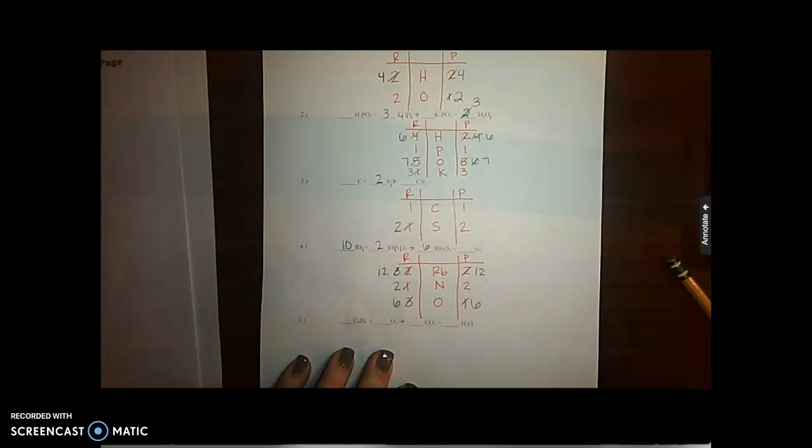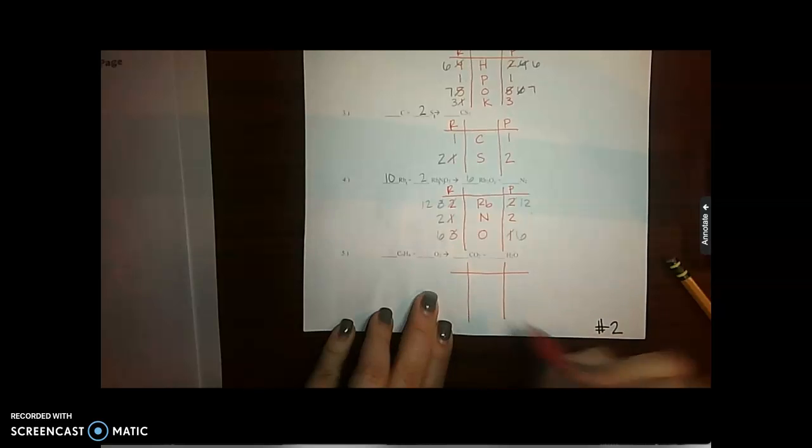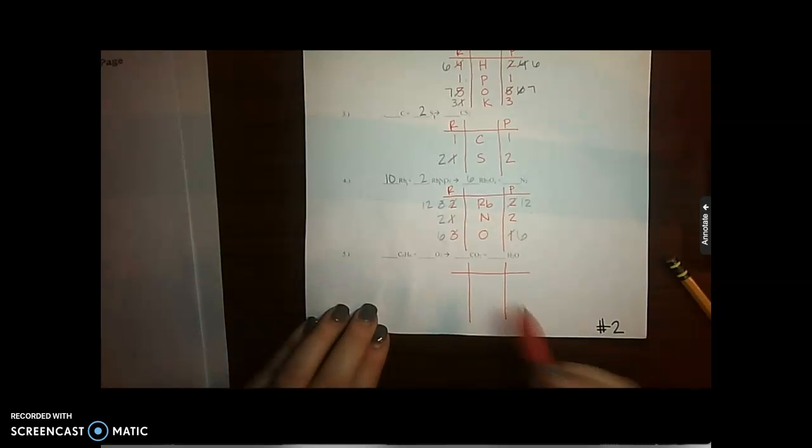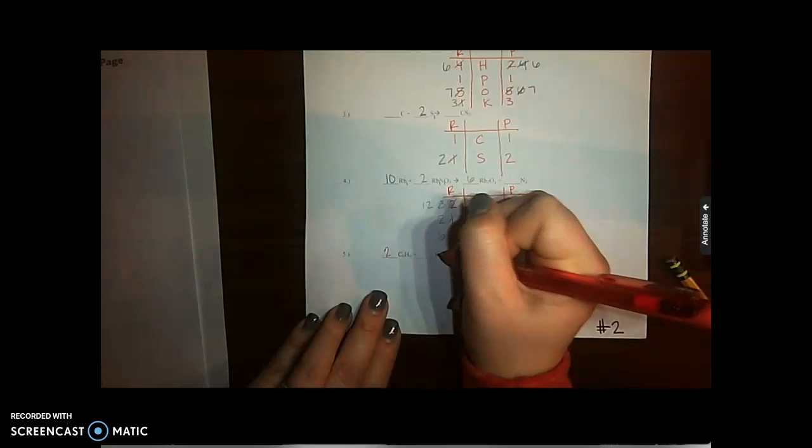Okay? All right. Number 5. This one is probably the hardest one that you're going to do on your worksheet. I'm just going to go ahead and tell you I'm not going to test you with this equation. So you can completely mark that one out. I'm not going to test you on it. So I'm just going to give you the answers for it.